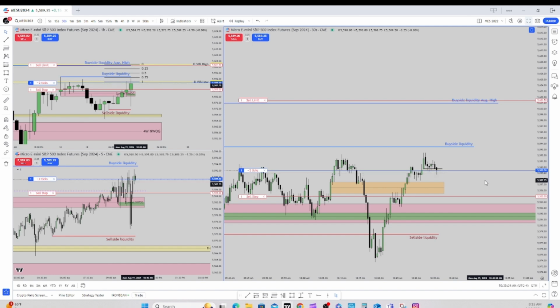Just watching it here. It's fine if it comes down into here. I really don't want to see it trade lower than there, because my stop loss is at 4.5 handles and my take profit is 12.